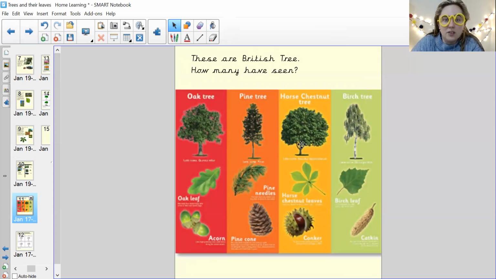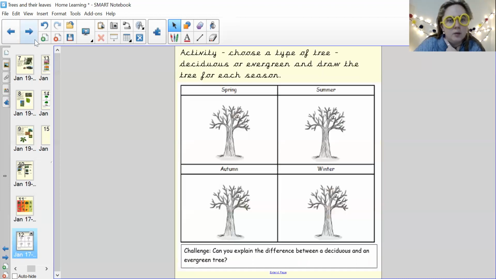There are the pictures of the different types of tree that we've been looking at. Can you tell me which one of these is not deciduous? We have oak tree, pine tree, horse chestnut tree and birch tree. Which one is not deciduous? Pine tree, fantastic. This one here with the spiky small leaves.